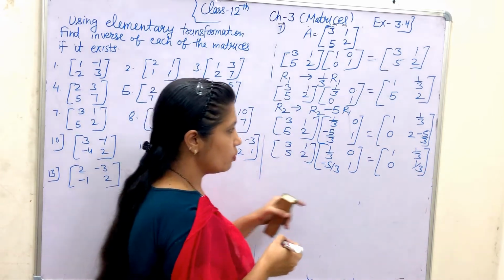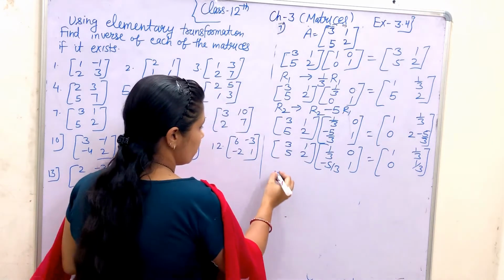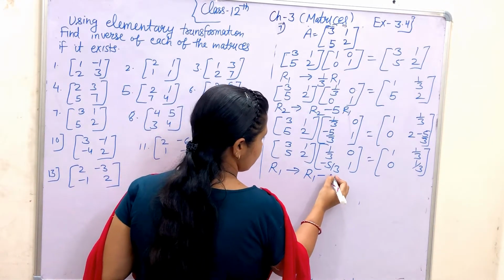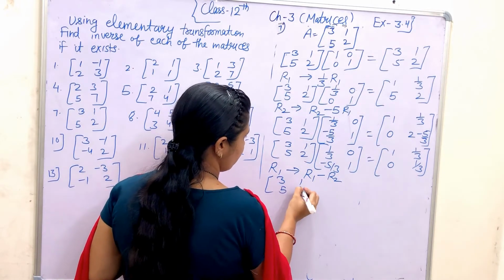Now we have to make our A12 element as 0. So we apply on R1 minus R2. 3 5 1 2.